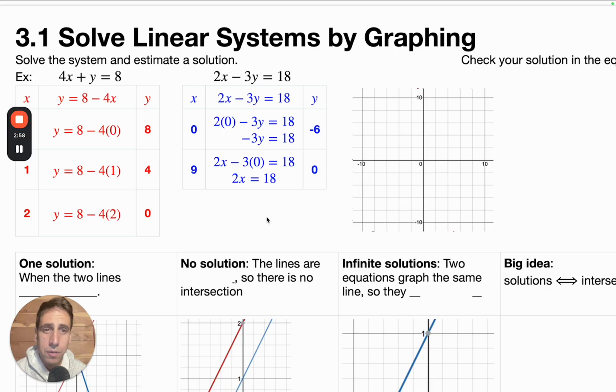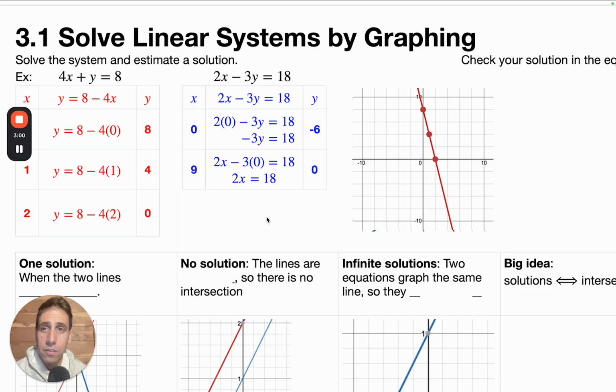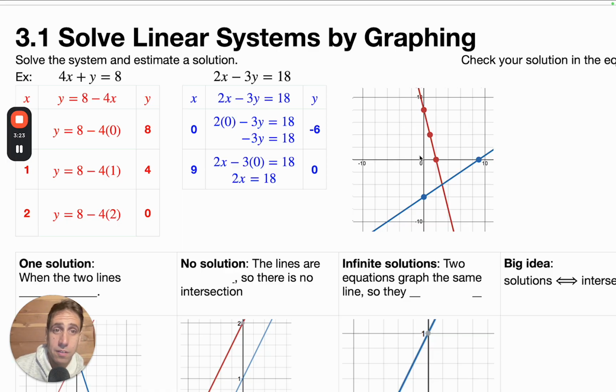So let's do the red one first. I'm plotting the points 0, 8, which is up here, 1, 4, 2, 0. Then, and I'm going to do it very carefully because artistry actually really does matter here. You can't just sketch it out. What I'm going to do next is plot 0, negative 6 down here, and 9, 0.